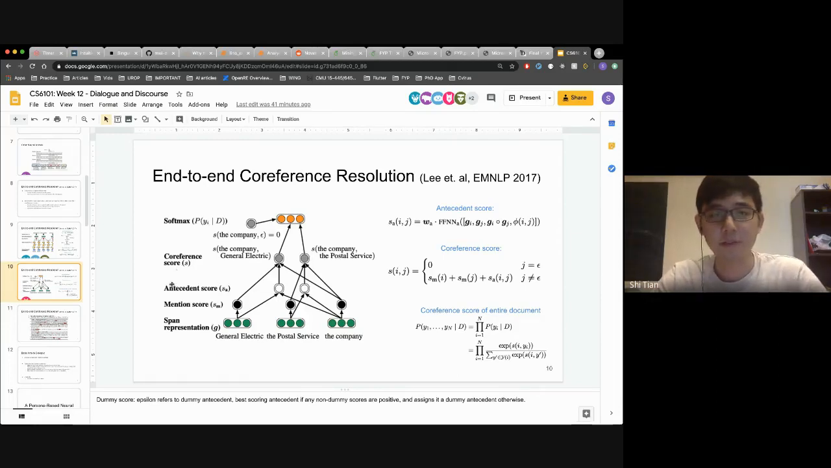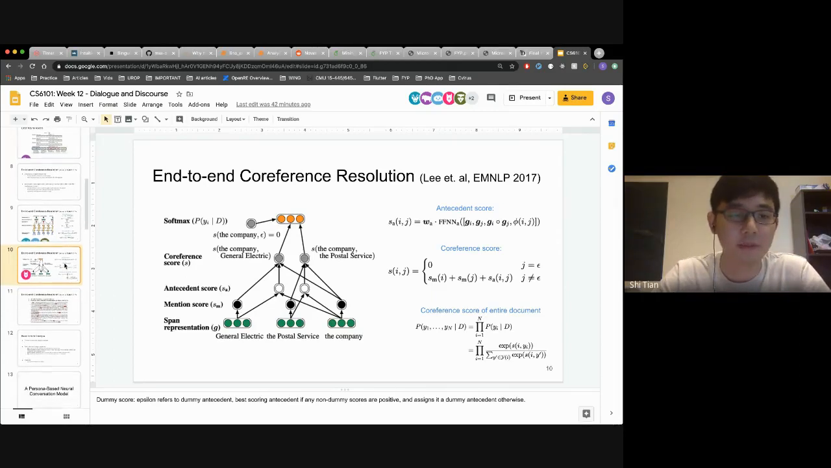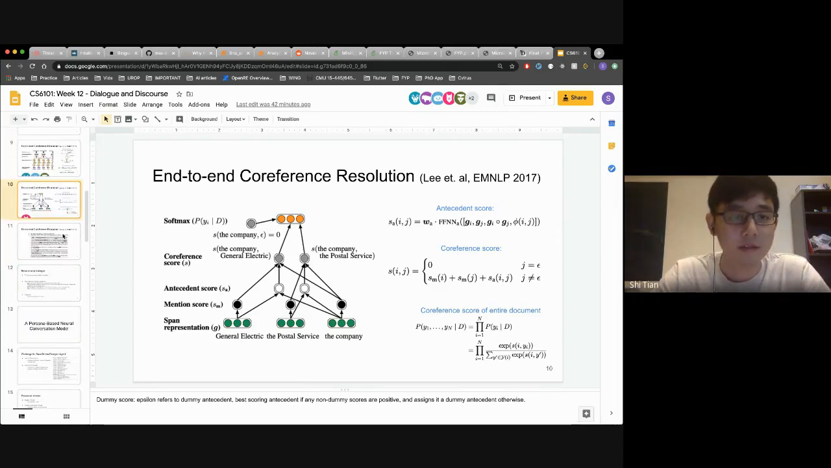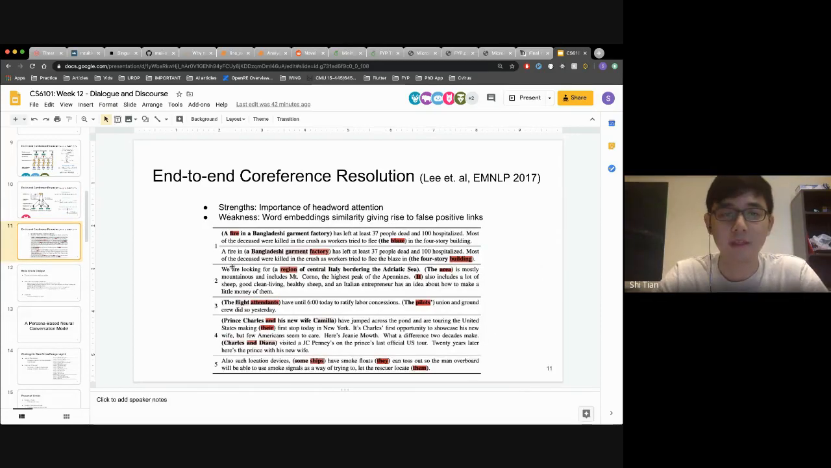I think the main contribution that they made here was this novel idea of being able to train this using one entire model as a whole. And of course, their results showed that they perform much better than the previous models, which were pipeline methods. So I won't be going into specific results. I'll just be talking about the strengths and weaknesses of this end-to-end coreference resolution model.